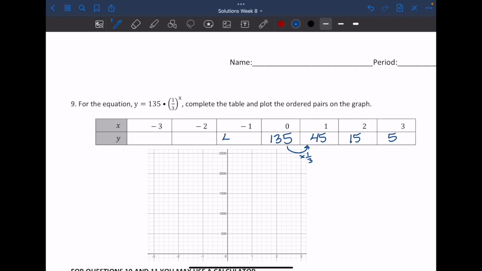That would give us 405, 1,215, and then 3,645. So from here backwards, it is multiplying by 3 instead of 1/3.